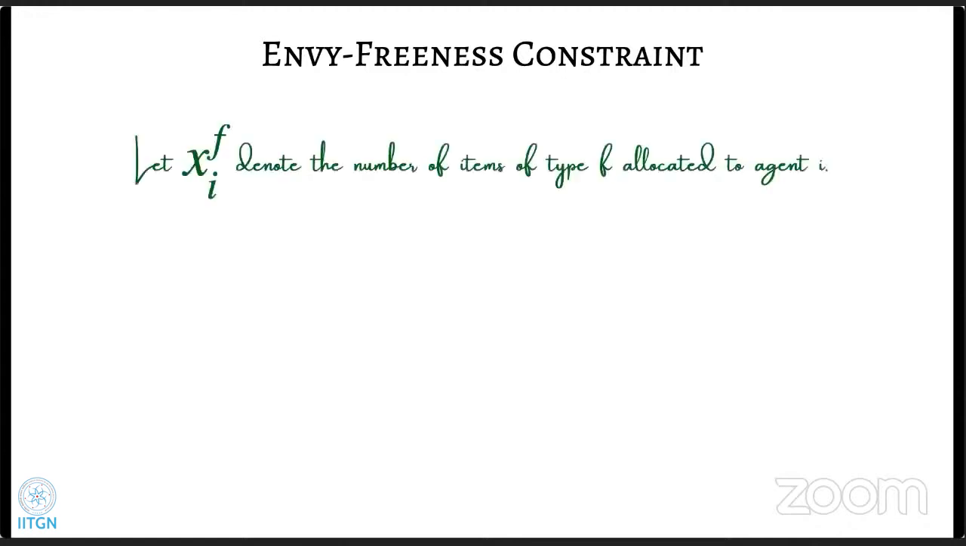But first, let's think of how we can write an envy-freeness constraint as an ILP constraint. I want to introduce variables. The variable x_if denotes the number of items of type f. Remember that this type f ranges from 1 to m, but we just argued that m is bounded by Z to the n, because the number of numbers and the number of agents are bounded. So this is bounded as well.